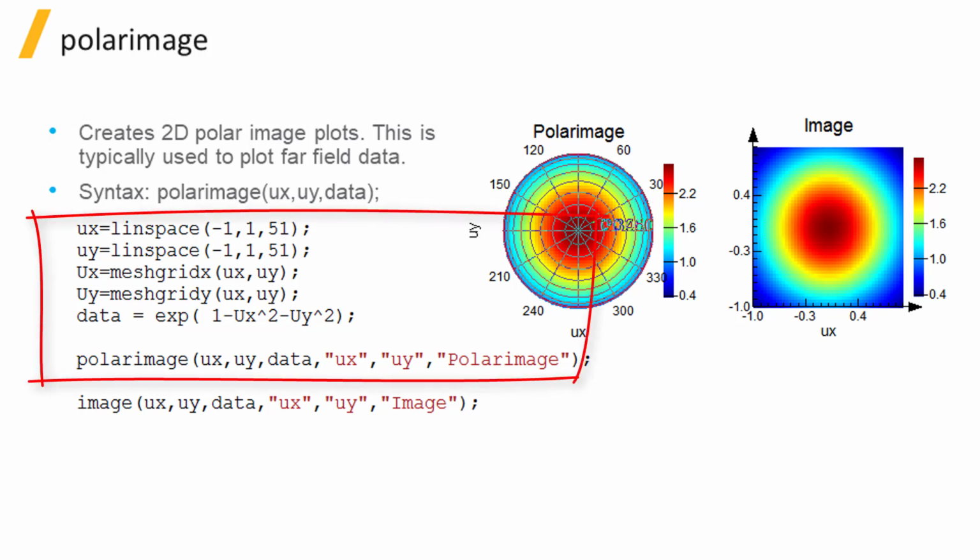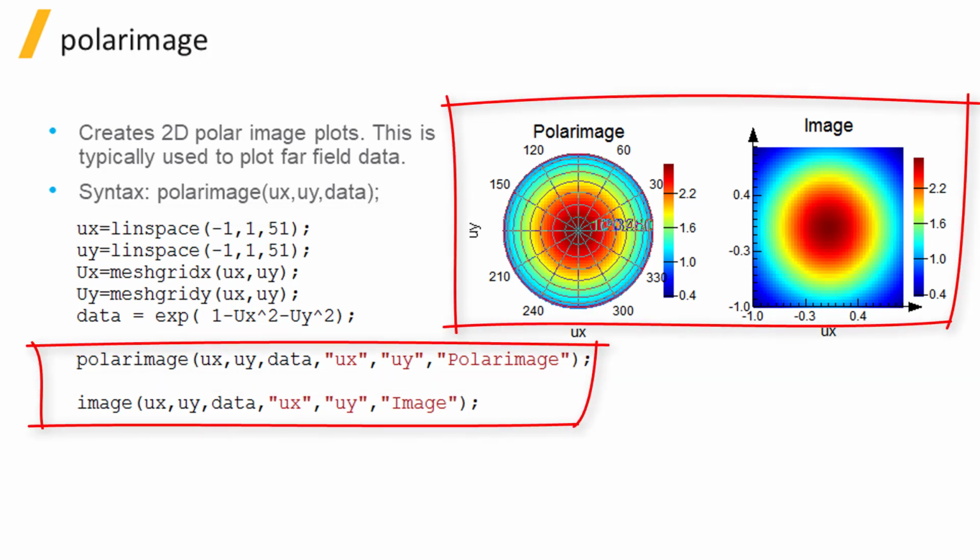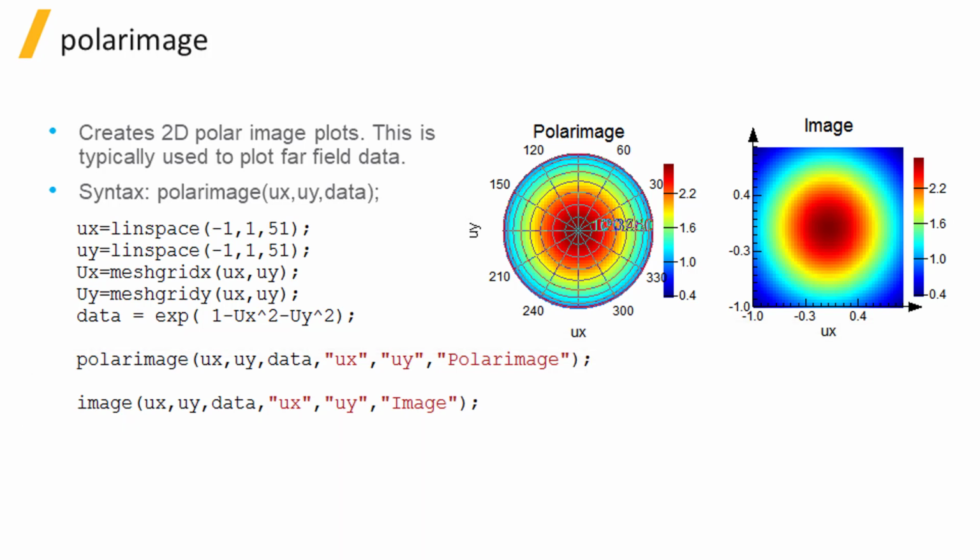This example generates an image of a 2D Gaussian function in polar coordinates. When compared with the image command, you can see that the region where the absolute value of ux squared plus the absolute value of uy squared is larger than 1 is clipped in the polar image.